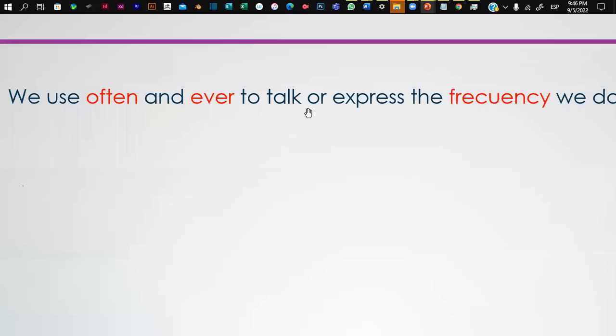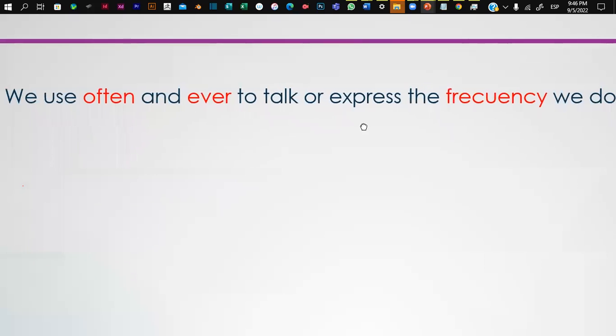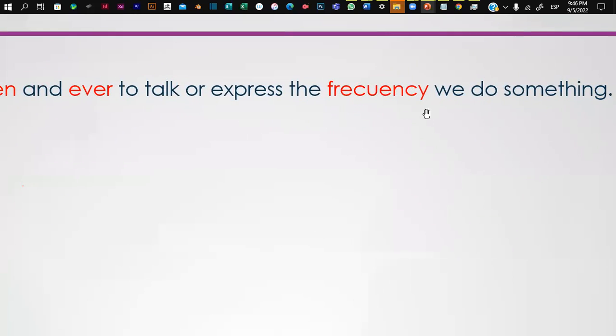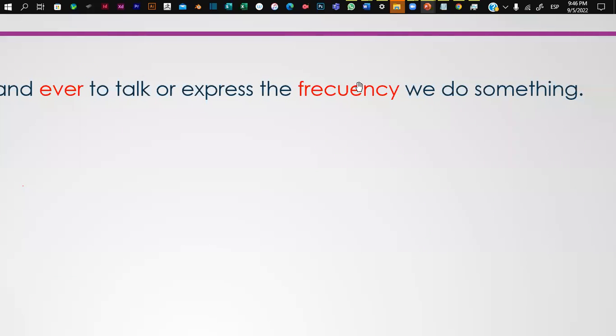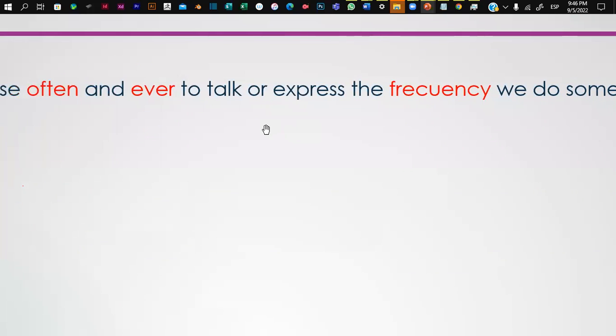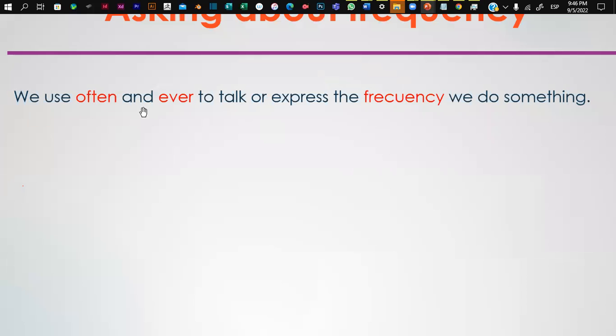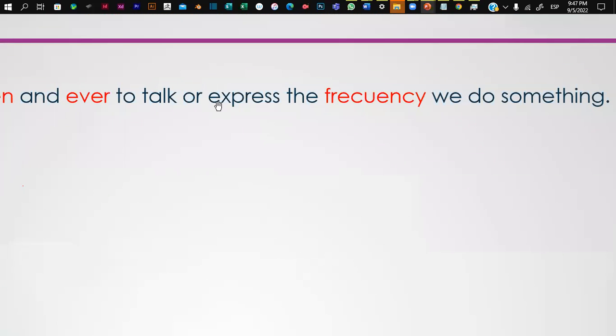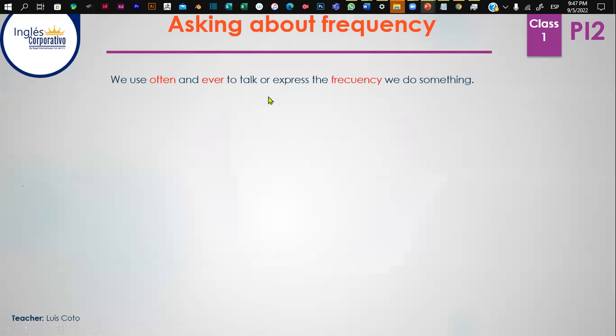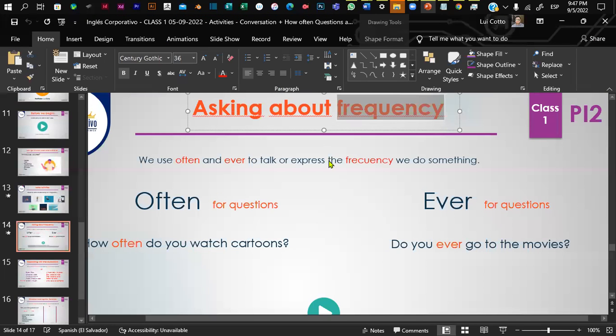Good. Okay. Asking about frequency. We use often and ever to talk about or express the frequency of something. Okay, good. We use often and ever to talk or express. Okay, is this word, express, different in the pronunciation? Is different. If you're not sure, si no está seguro.